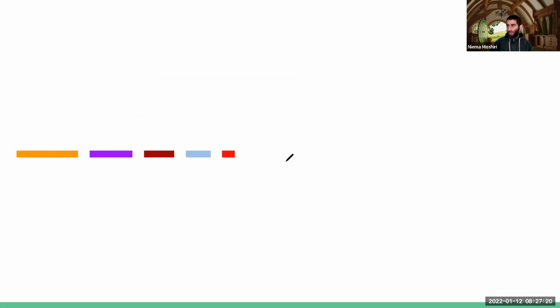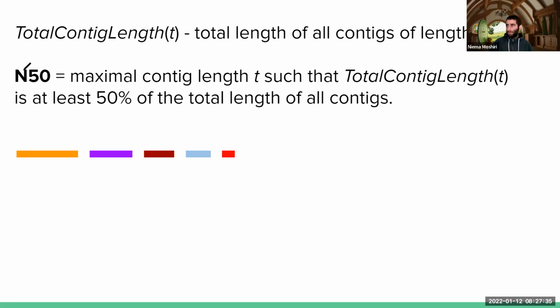How do I determine if I did well? Did I do a good job, yes or no? We have to define some type of metrics that can help us measure how good we did. What we're going to do is define a metric called N50. I'm going to define the total contig length of T, and this part's going to get a little bit mathy, so try to bear with me. I'm going to define total contig length of T as the total length of all of the contigs that are at least T letters long.